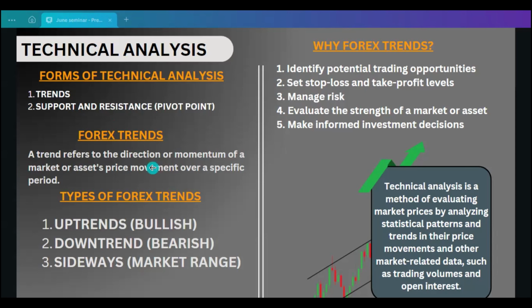So now there are three types of forex trend. We have the uptrend, which is known as the bullish. We have the downtrend, which is known as the bearish, and we have the sideways movement, which is known as the market range, when price is beginning to range in between a specific support and resistance level, as I called here, pivot points, or price is just moving 30 pips up, 30 pips down, 50 pips up, 50 pips down. So that's what a sideways movement is.